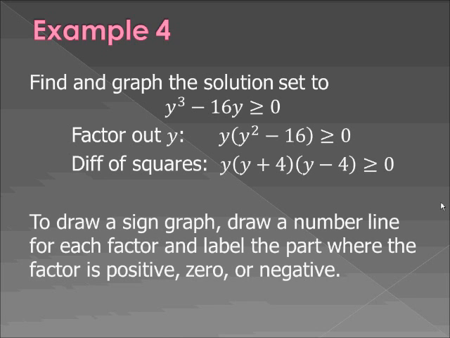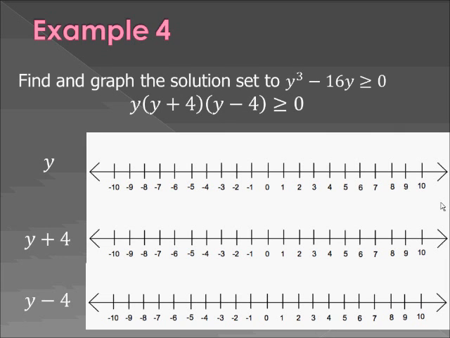Alright, to draw a sign graph, you're going to have to draw a number line for each factor, and label the part where the factor is positive, 0, or negative. I know this sounds really exciting already. You're going to see very quickly why you're not going to want to do this, but humor the book. Here we go. Now, there's a number line for all 3 factors. Where is y 0? It's 0. So we put a dot at 0 because it's a greater than or equal to sign. So you want to look to see where y will be positive, negative, and 0. So you can put negative signs there, a 0 there, and positive signs there.